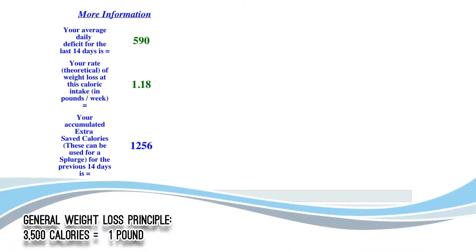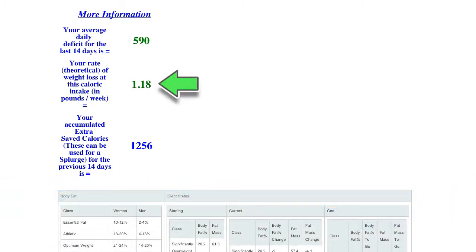A general theory in weight loss is that 3,500 calories equals a pound. While there is some debate about how that actually applies to weight loss, it provides a starting point. Using 3,500 calories, we can calculate a theoretical rate of weight loss or gain, which is shown in the next field.